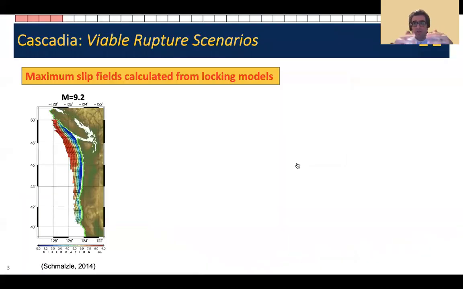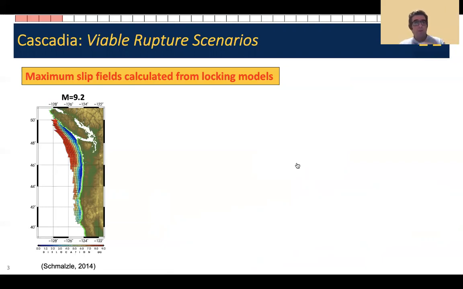In terms of rupture scenarios, we use all of these, as you know, for the initial condition of our tsunami simulations. The first pass on doing this is using these things called locking models, which are basically calculated from the deformation on land and sort of extrapolated with some mathematical tricks to offshore. In other words, this is basically just the amount of strain accumulated offshore that could be interpreted as the slip potential in terms of a rupture. And this particular kind of model is taken from Gina Schmalzle's paper in 2014.